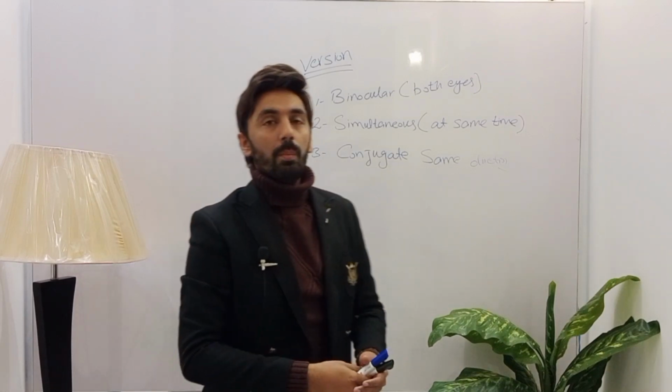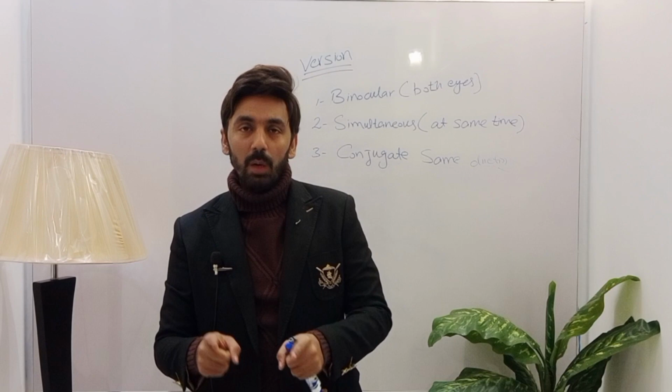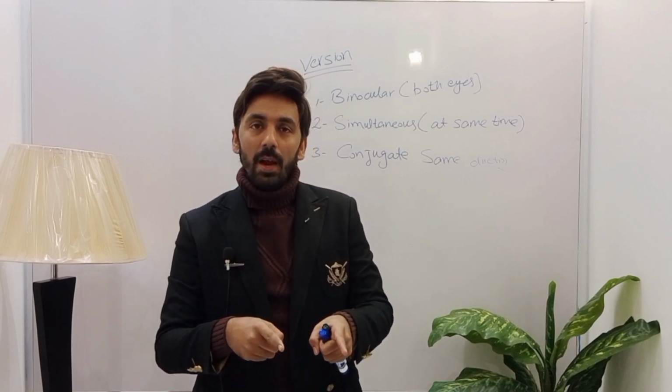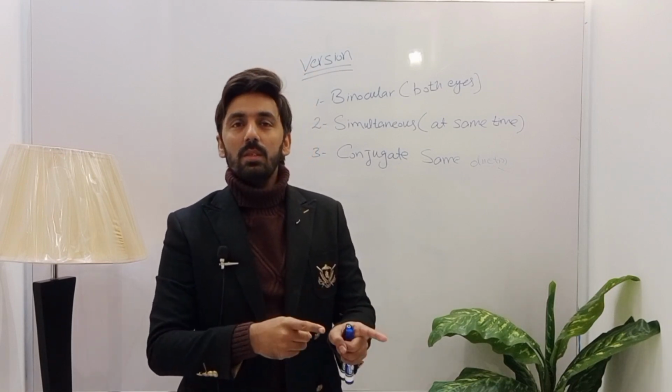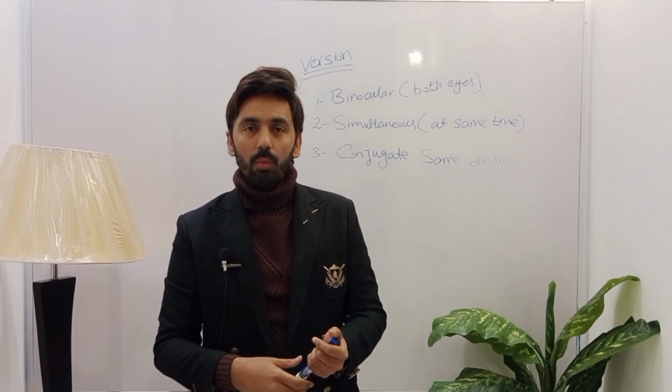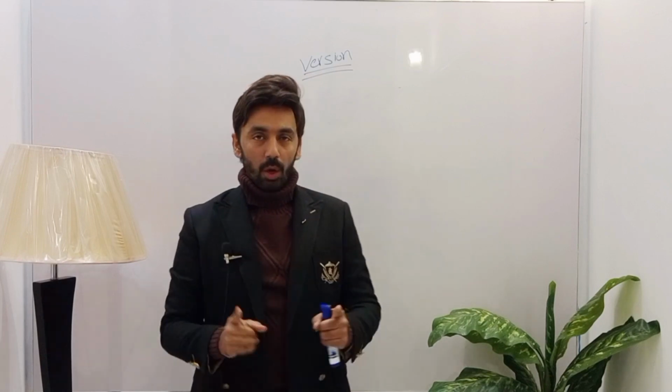So if both of your eyes are moving at the same time and in the same direction, this eye movement is called the version. And now we will discuss different examples of the version. We have put a very compulsory condition that version is binocular, simultaneous, and conjugate eye movement. Both eyes are moving at the same time and in the same direction. So this type of movement is called the version. Now we will discuss the different examples.